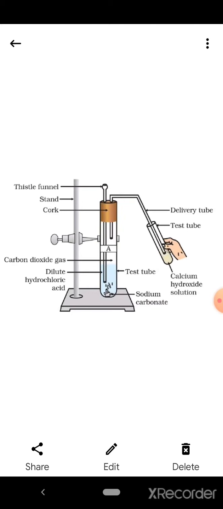Now we will see how metal carbonates and metal hydrogen carbonates react with acids. Now see what we have to do here. We have to take two test tubes. Label one test tube as A and the other as test tube B. Now take about 0.5 gram of sodium carbonate, that is Na2CO3, in test tube A, and the same amount, that is 0.5 gram, of sodium hydrogen carbonate. Sodium hydrogen carbonate means what?